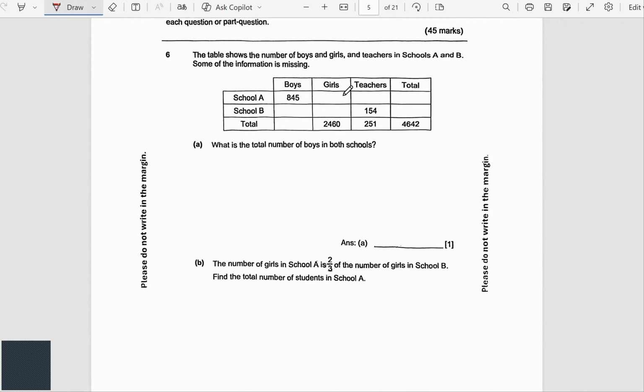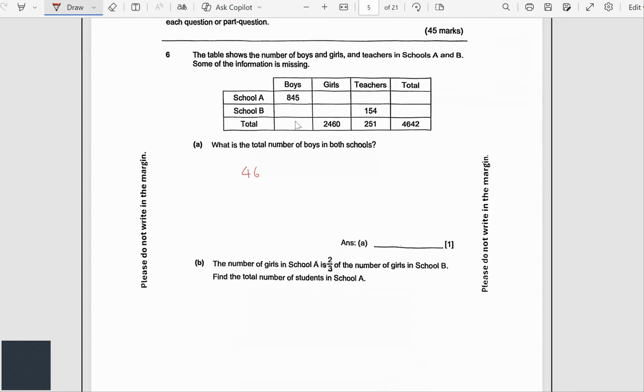Question 6. The table shows the number of boys and girls and teachers in schools A and B. So you have some information missing. What is the total number of boys in both schools? The total number of people in both schools is 4642. So if I take 4642 minus the total teachers minus the total girls, I'll get the total boys.